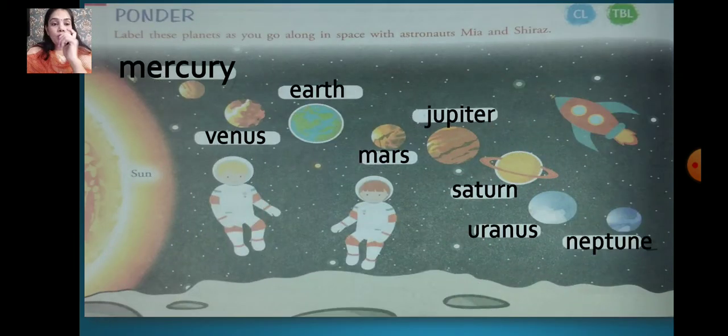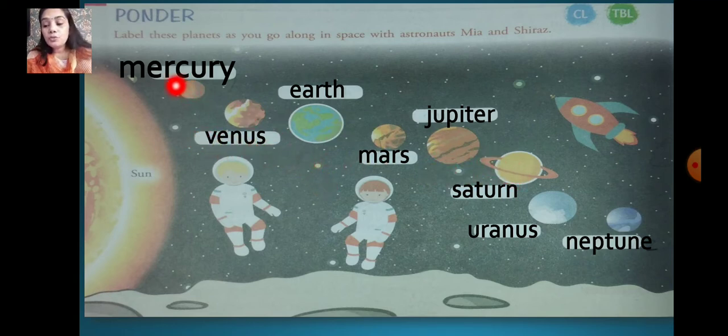Now in the first page of your lesson, I hope you are ready with your book. If you are not ready, just pause the video and get the book, the pencil, and then the eraser. Okay, now the first page of your lesson, we have this: label these planets as you go along in space with astronauts Mita and Shiraz. She is Mita and he is Shiraz. They are going in space and seeing some of the planets there. So you are going to name these planets.